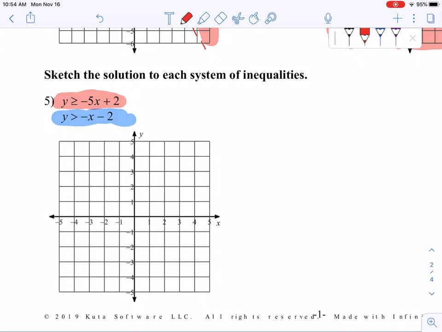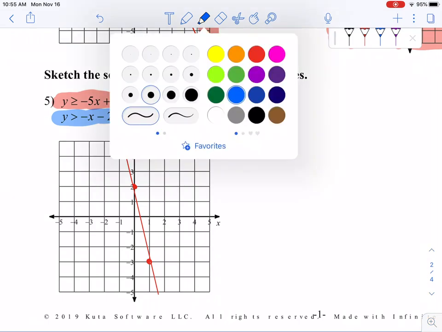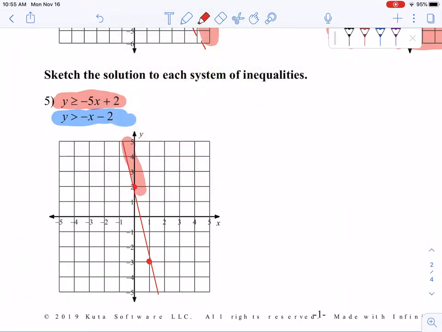So for my red equation, I begin at 2. I'm counting down 5 over 1. This is a solid line, so I'm going to put a solid line through my points. And y is greater than, so I'm shading above my y-intercept.